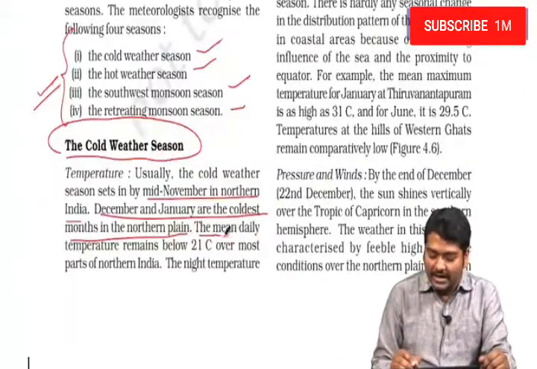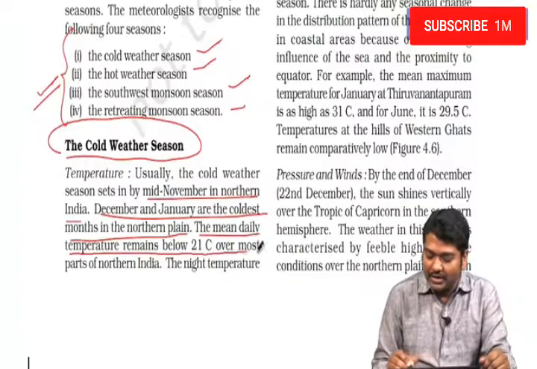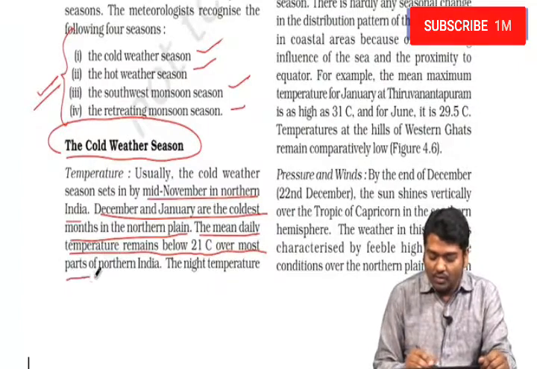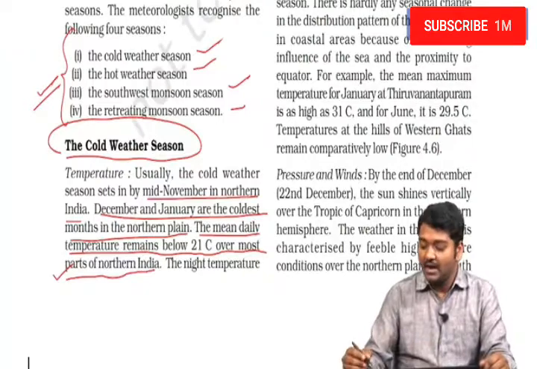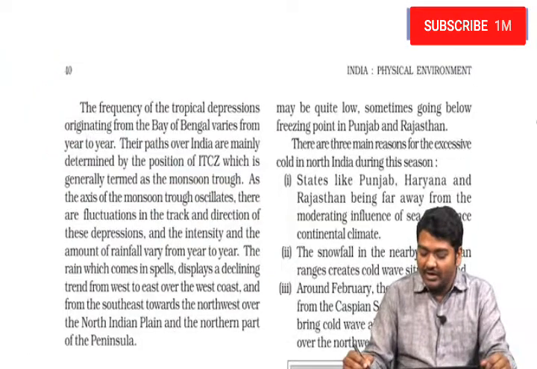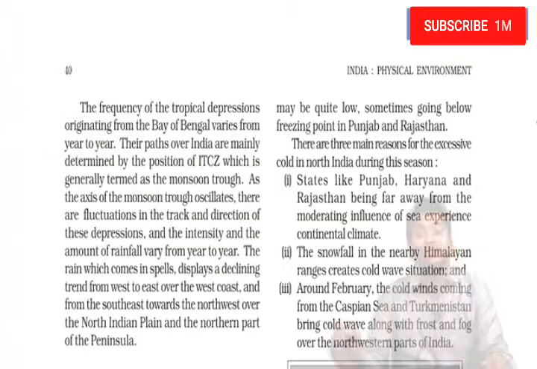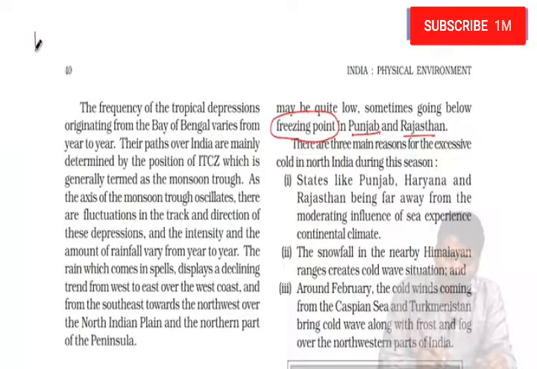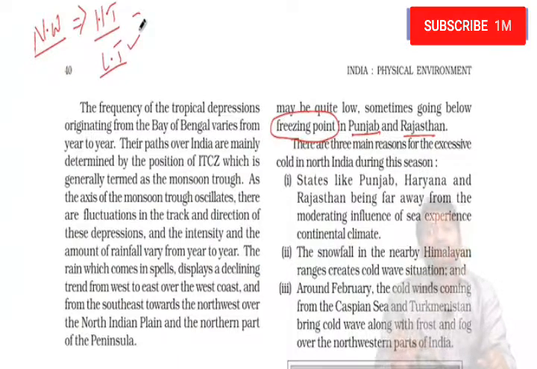The mean daily temperature remains below 21 degrees Celsius over most parts of North India. The night temperature will be quite low and sometimes it may be less than 0 degrees Celsius as well. In Punjab and Rajasthan, usually it goes to the freezing point. You have seen the northwestern part of India will receive the highest temperature, and the northwest also receives the lowest temperature when compared to other parts of the country.